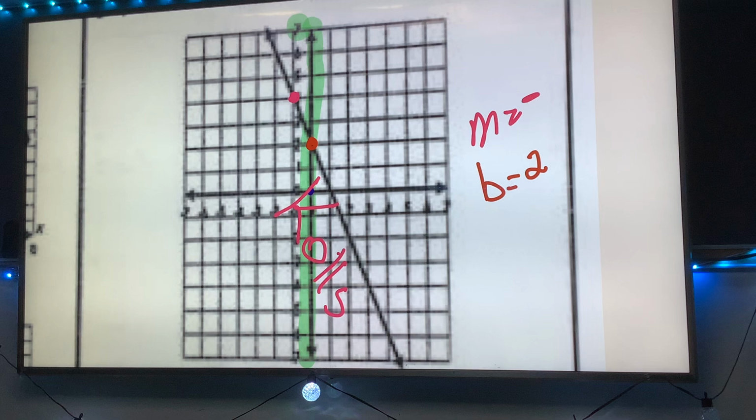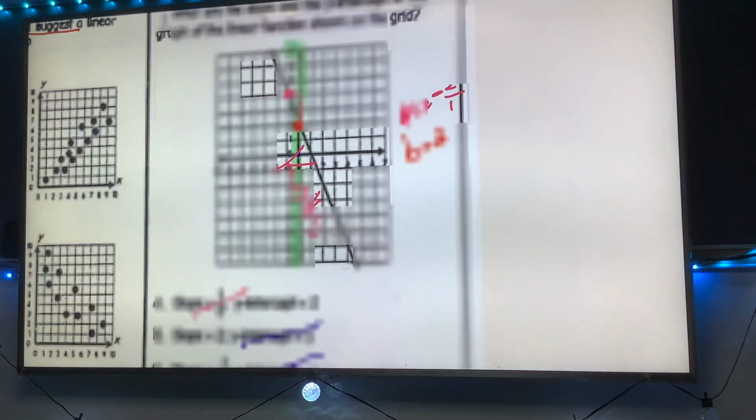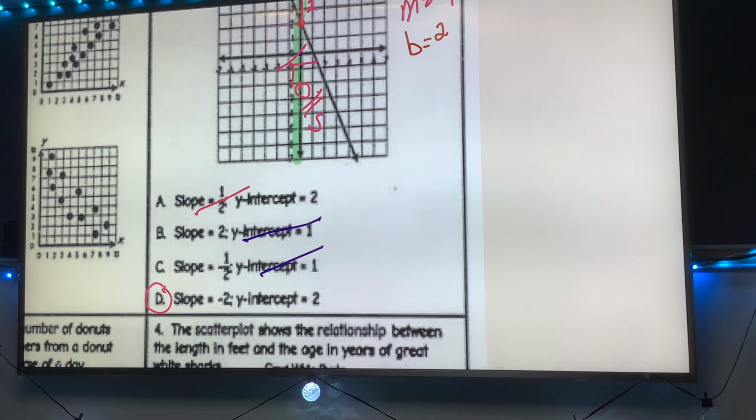Here's another pretty point. I can rise and run. I'm rising 2 and I'm running 1. So yes, negative 2 is the slope and your y-intercept is 2.